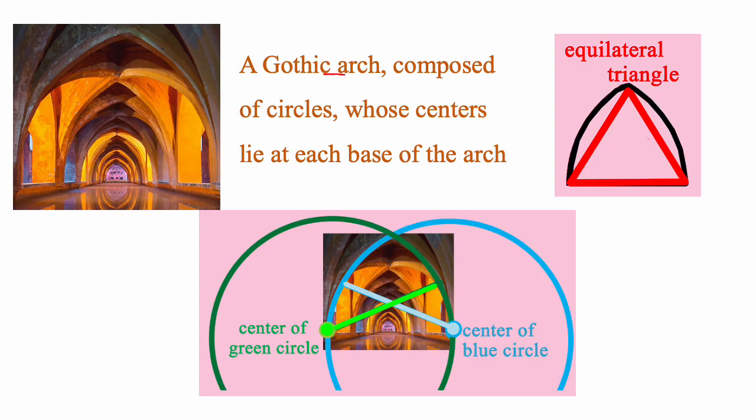To draw a Gothic arch, draw two circles the same size so that the center of the green circle here overlaps the blue circle, and the center of the blue circle over here overlaps the green circle. In this way, the centers of the two circles are at the base of the arch, and this whole inside area is the arch. It resembles an equilateral triangle.